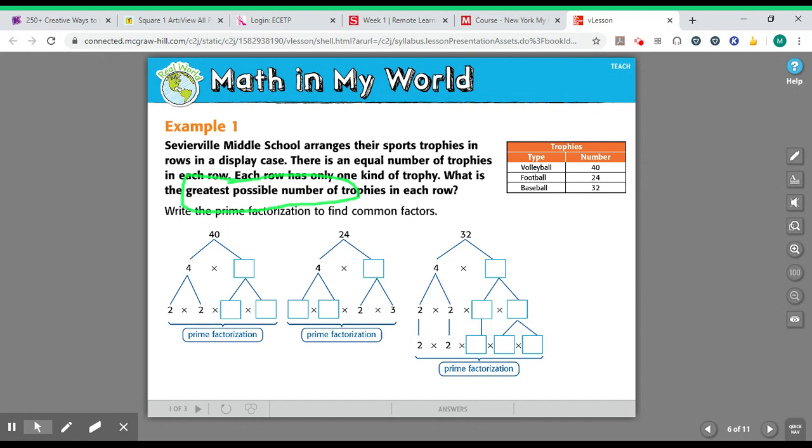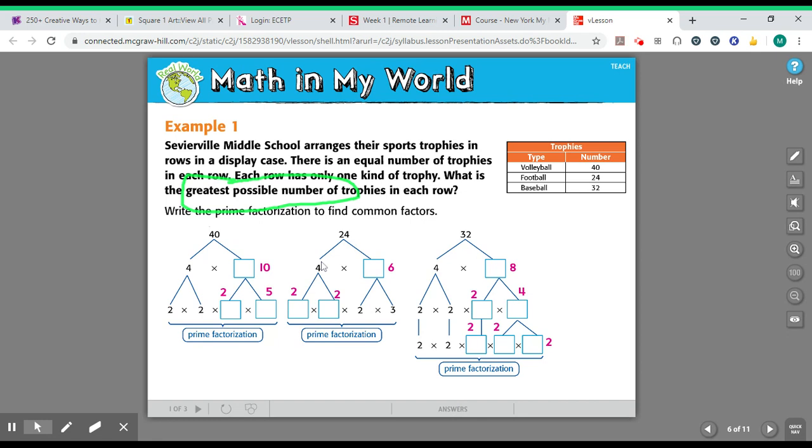Prime factorization, remember at the beginning of the year we learned those factor trees, and that's just what they're doing right here. So first you have to fill out the factor trees. 4 times what is equal to 40 would be 10. Okay, and then you break up 10 into two numbers that you multiply, 2 times 5, and you put them in order from greatest to least, and so on. So I'm going to show you these factor trees right now.